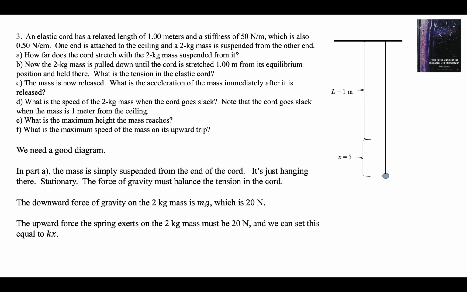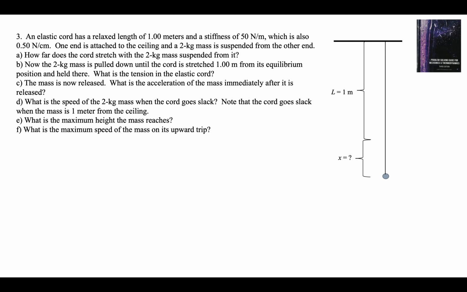The upward force the cord exerts on the 2 kilogram mass must also be 20 newtons. And we can set this equal to kx, because the force a cord exerts is k times x. So we have the force of 20 newtons is kx, and we know k is 50 newtons every meter. So we just divide both sides by 50 and solve for x. x is 0.4 meters, which is 40 centimeters.